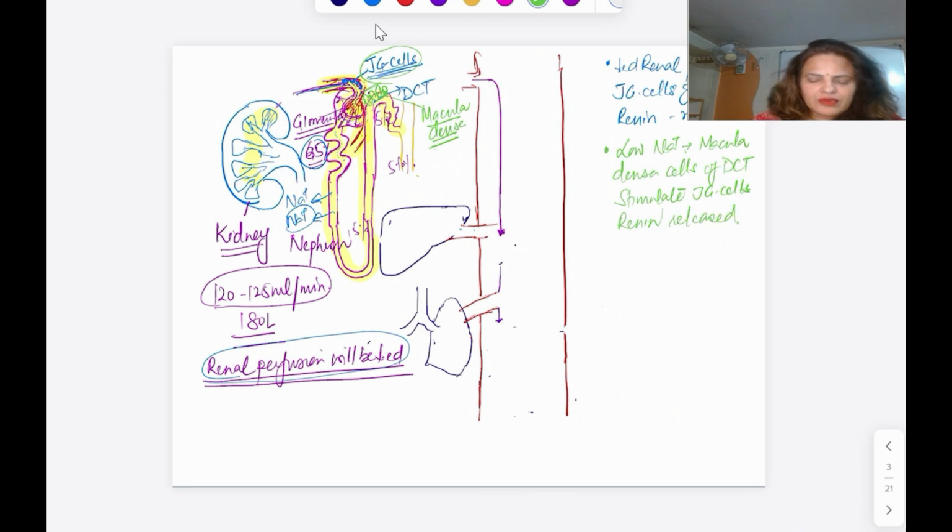Now number 3, the innervation of this JG cell. Which receptor is present? It is innervated by the sympathetic nervous system. Beta 1 receptors are there. So number 3 is the direct sympathetic stimulation of the JG cell.